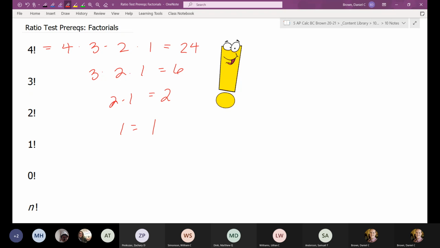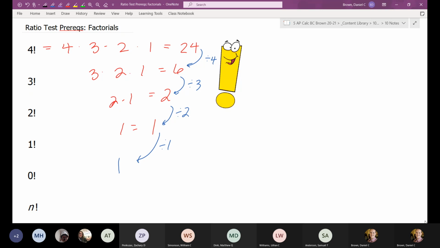Anyone remember what 0 factorial is always going to be? It's 1. Probably the easiest way I can explain why: if you're looking at your factorials, 4 factorial is 24, divide by 4 to get 3 factorial, which is 6, divide by 3, divide by 2, and then divide by 1. So we just define 0 factorial as 1.